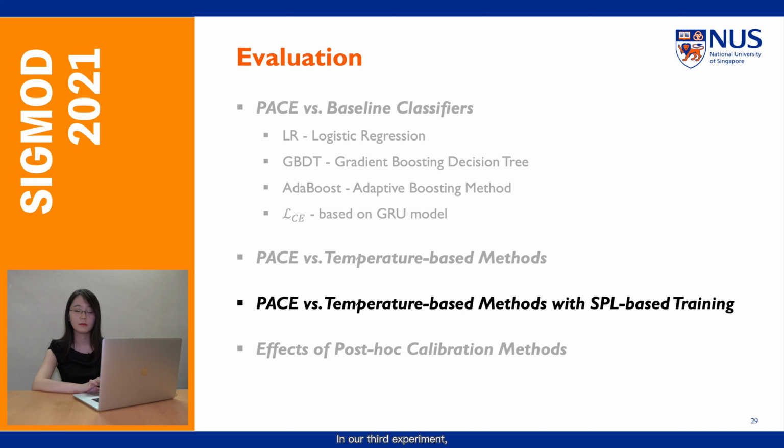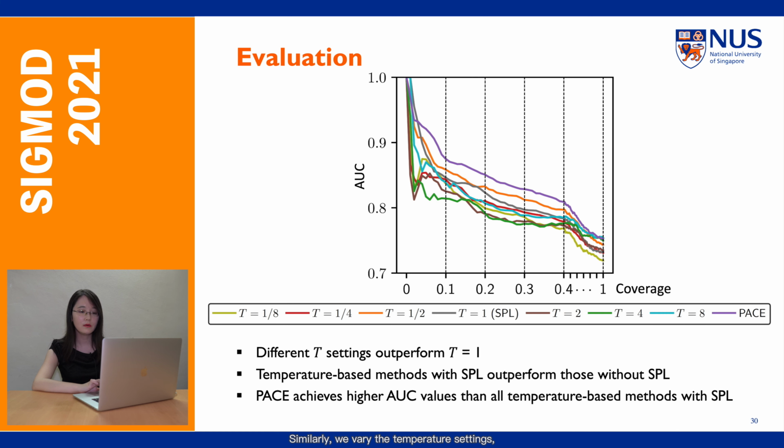In our third experiment, we compare PACE with temperature-based methods with SPL-based training. Similarly, we vary the temperature settings and compare the corresponding performance with PACE. From the results, we first find that other temperature settings tend to exhibit an advantage over the temperature of 1, which is only SPL-based training on the macro level. This demonstrates that the temperature-based weighting methods are effective in improving the performance.